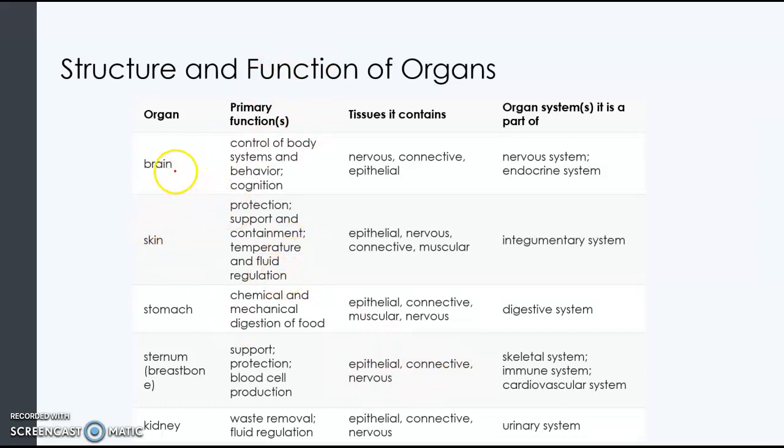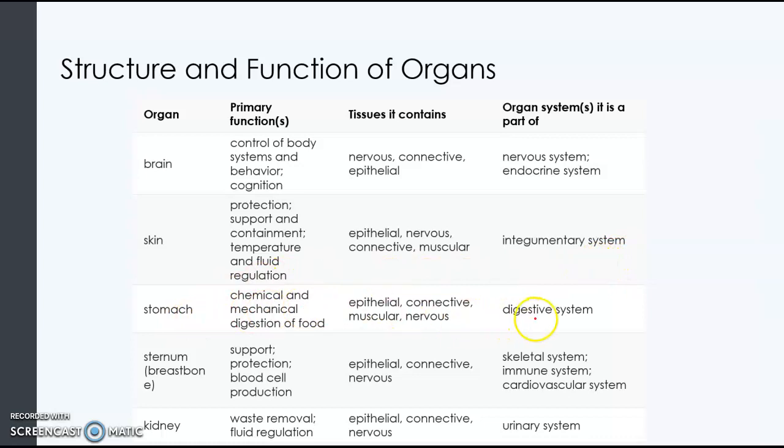This table's fine. An example of an organ is the brain. It has nervous, connective, and epithelial tissue. It doesn't have muscle tissue, which is the fourth tissue type. But it's a part of the nervous system and the endocrine system, which are both control systems. The skin is an organ. It's actually the largest organ of the body, and the skin is composed of all four tissue types. The organ system it belongs to is the integumentary system.